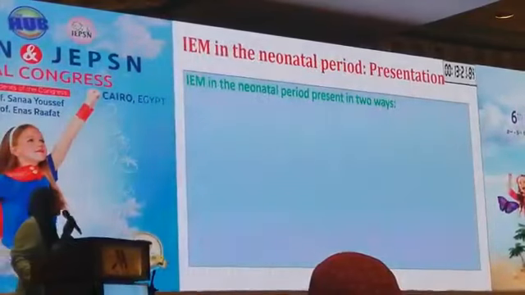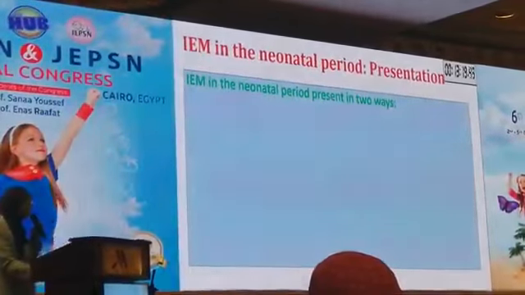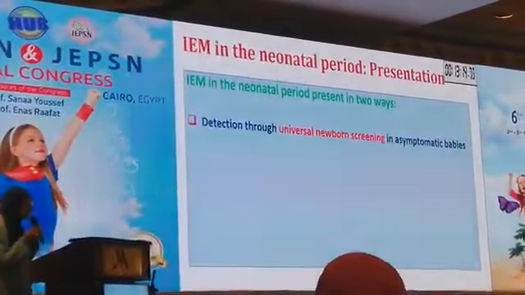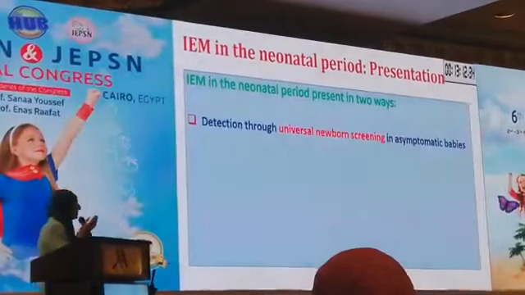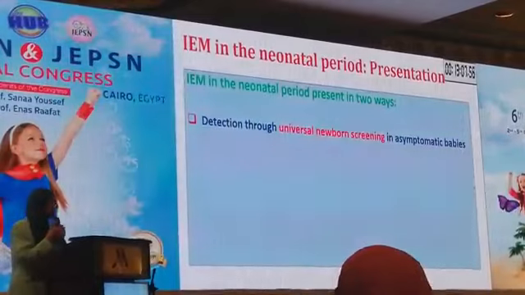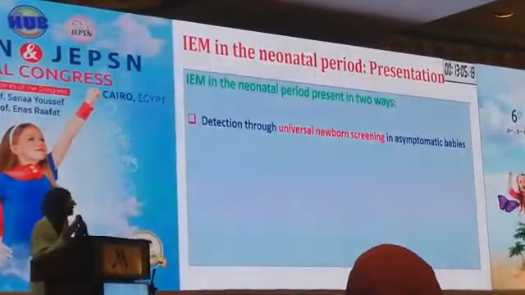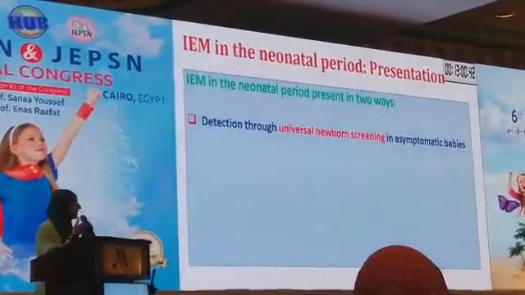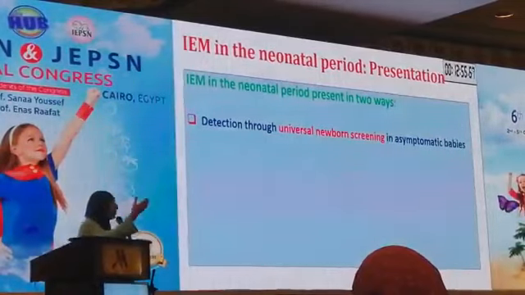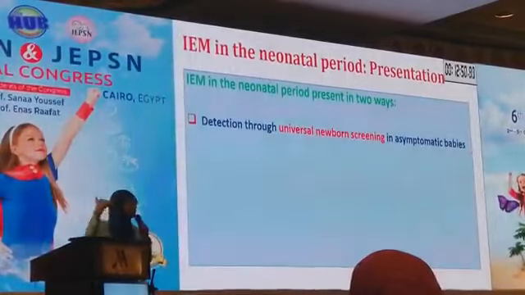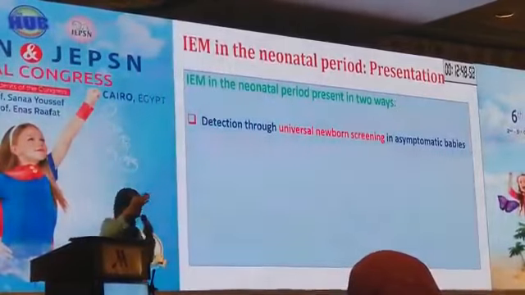Inborn errors of metabolism in the neonatal period, the presentation is very important. They present in 2 ways. The first is detection through universal newborn screening, and hopefully this will help most of the babies to be detected asymptomatically before the start of symptoms, and hopefully it will start to be like abroad. Babies, even if they went home, will receive a telephone call that your baby's newborn screening result is abnormal and please start treatment.